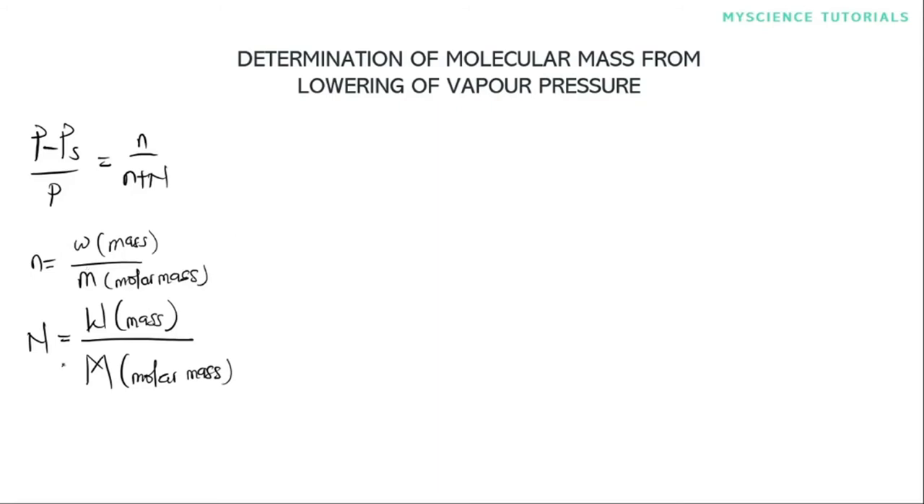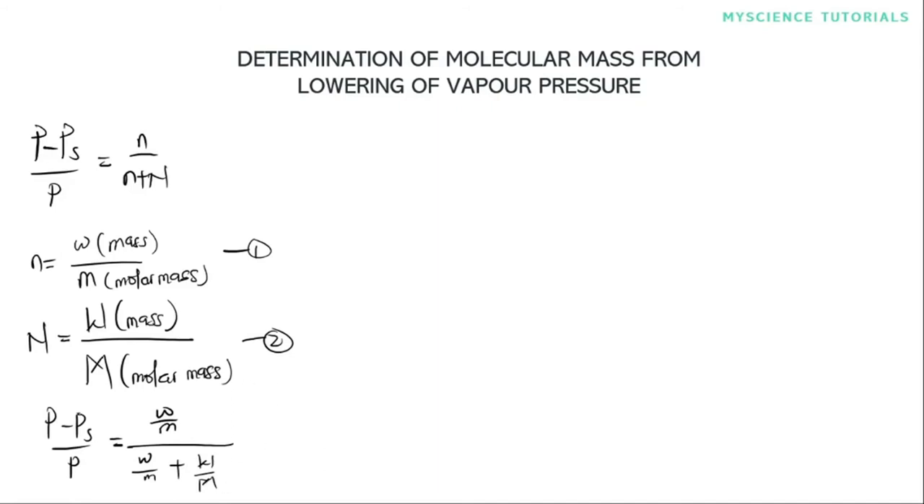Now if we substitute these two equations, equation one and equation two, into this one, we get that our relative lowering of vapor pressure becomes small w over small m, all over small w over small m plus capital W over capital M.